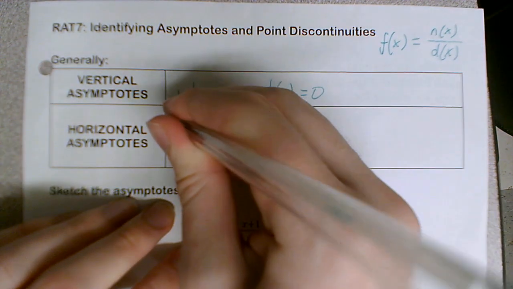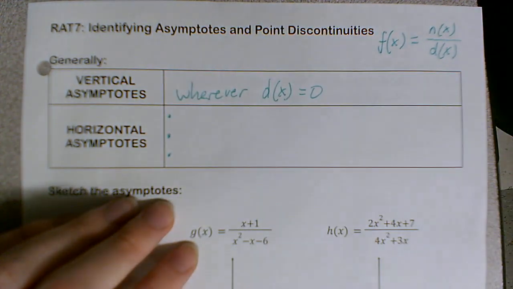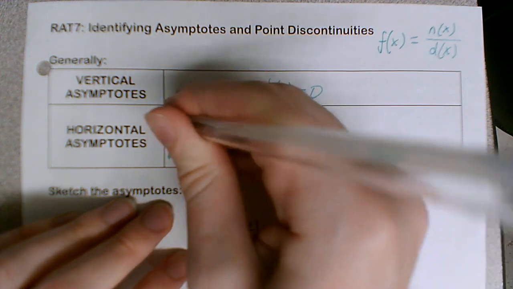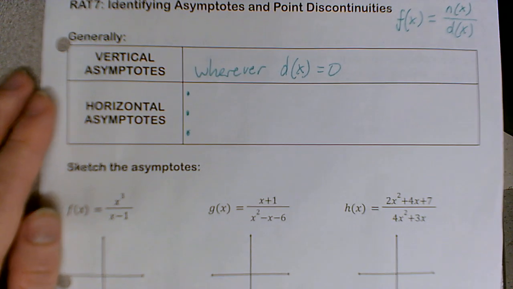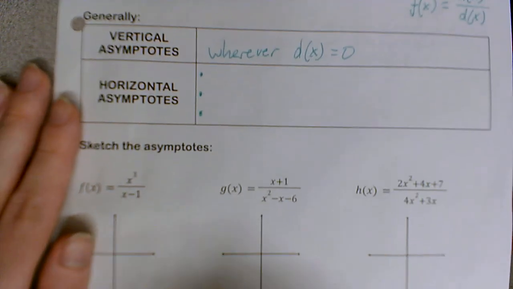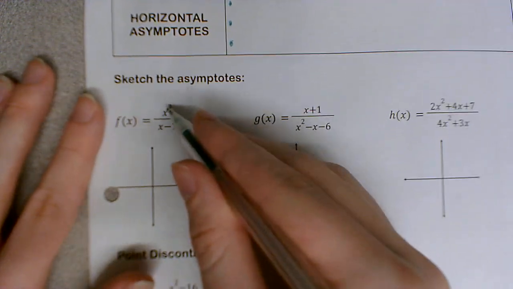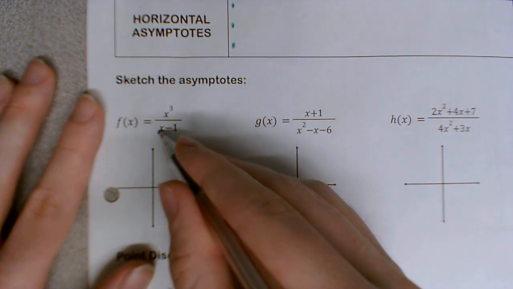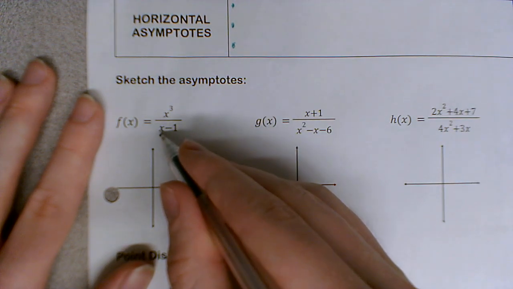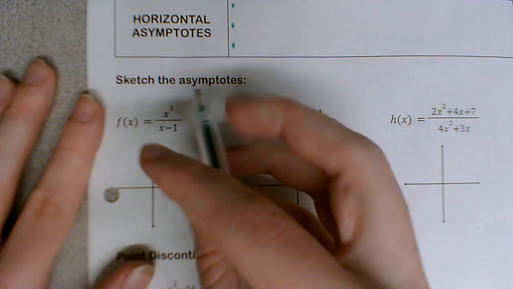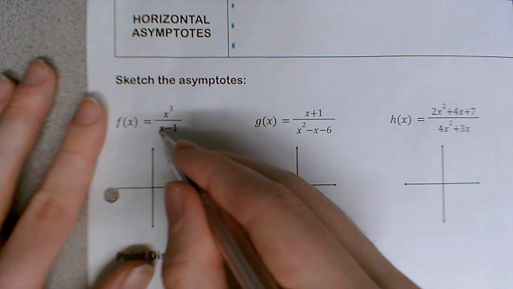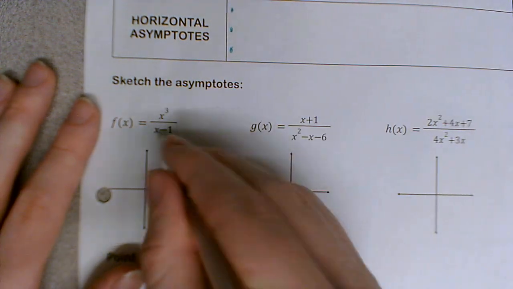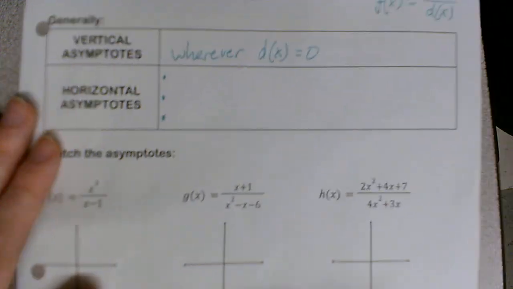Now, there are 3 rules with horizontal asymptotes, and it depends on the degree of the function. So, remember degree. Degree means the highest exponent. So in this case, we have a degree of 3 on top because it's x cubed, and a degree of 1 on the bottom because x has an exponent of 1 and 1 has an exponent of 0. So therefore, x has the highest exponent, which is 1. So the degree of this whole thing, x minus 1, is 1.